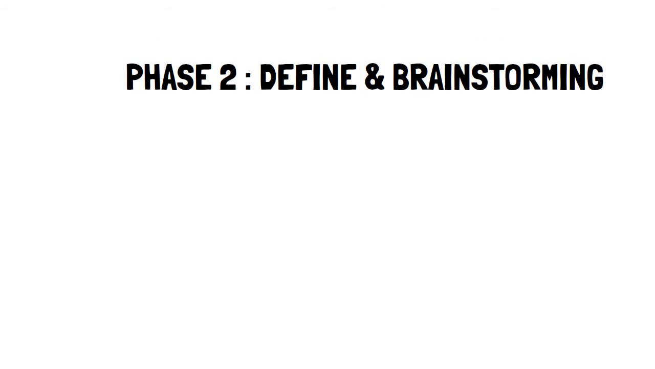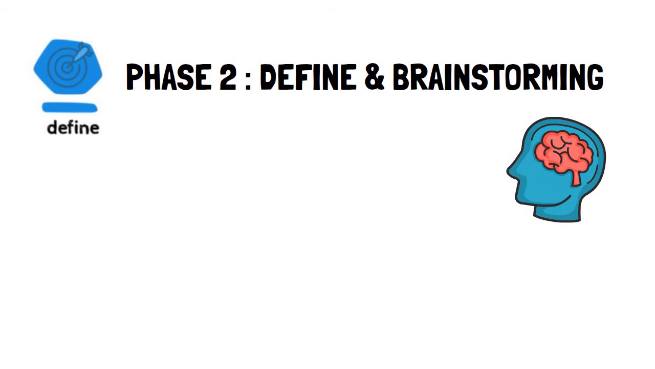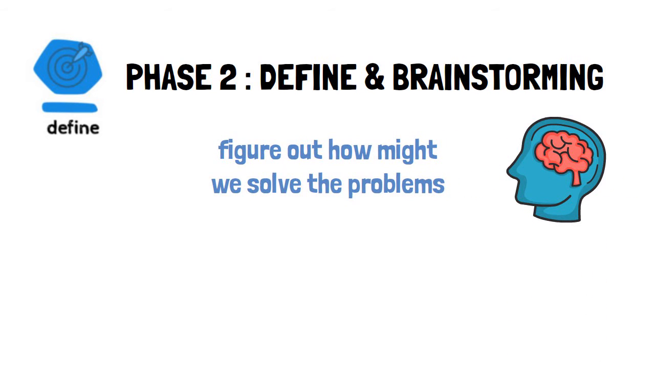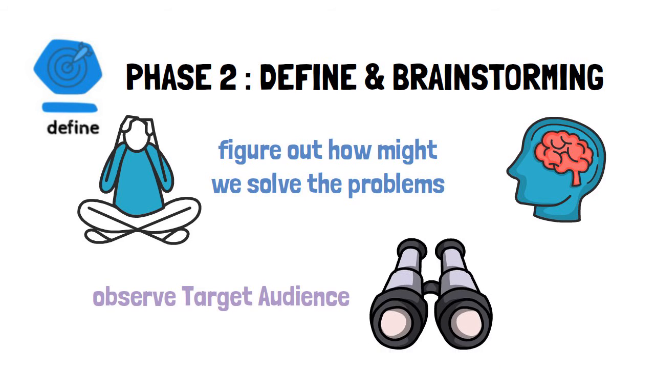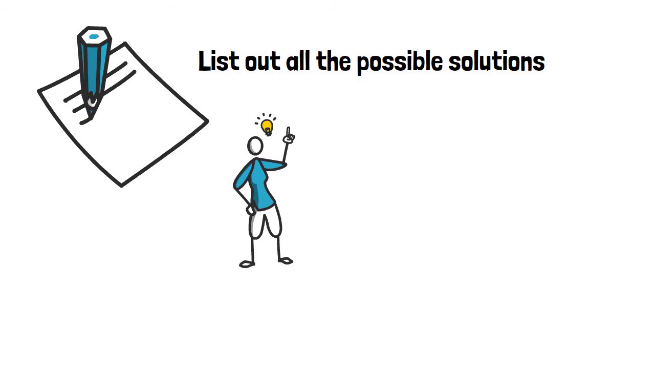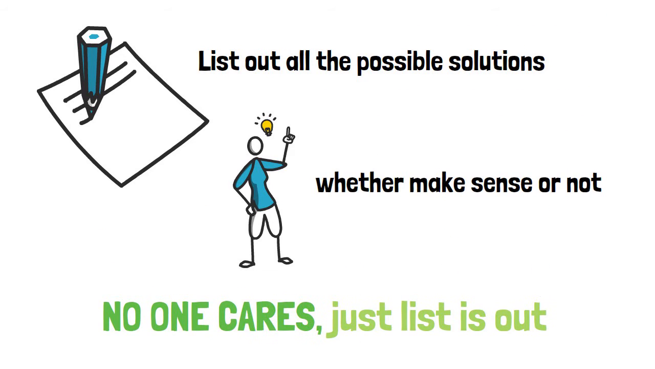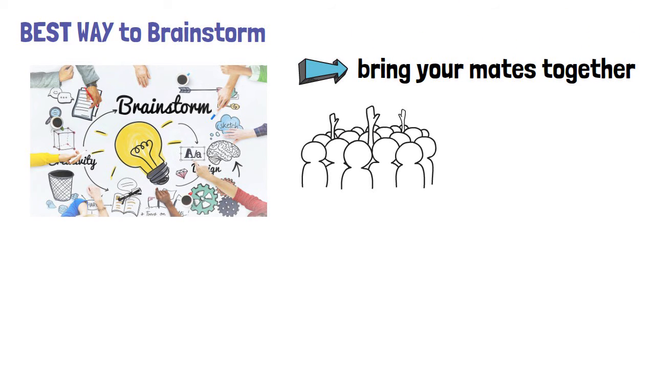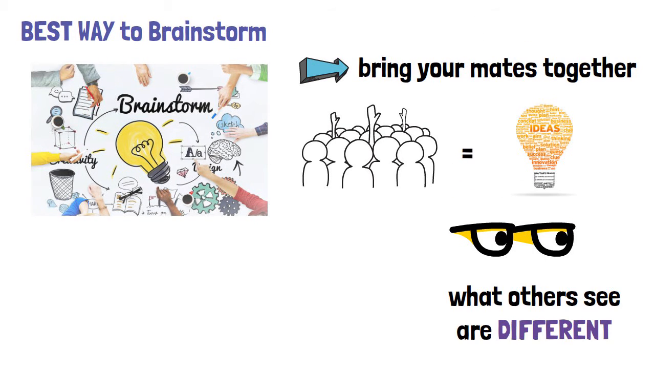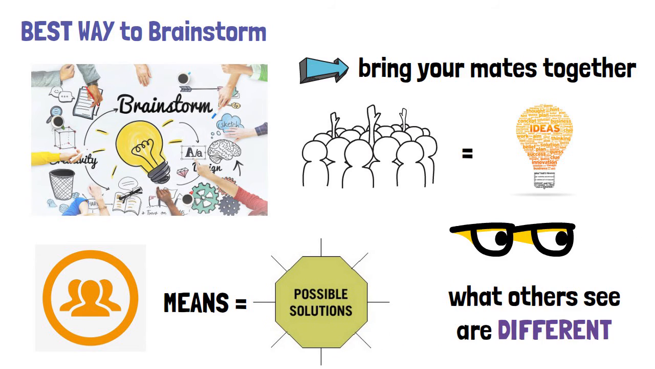Now in phase 2, define and brainstorming. Figure out how might we solve the problems. Through the observation of the target audience, list out all the possible solutions. Whether it makes sense or not, no one cares, just list it out. The best way to brainstorm is to bring your mates together. More people means more ideas. What we see and what others see are different. Having more people means more potential solutions.